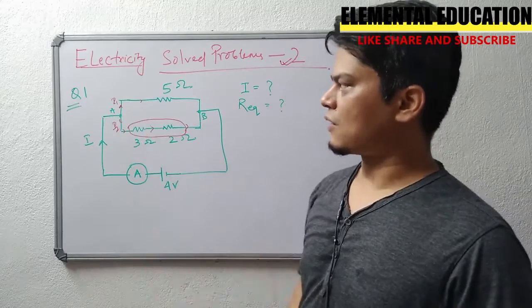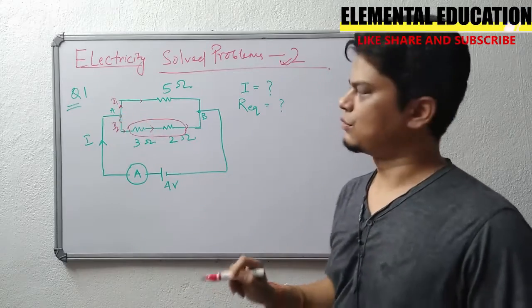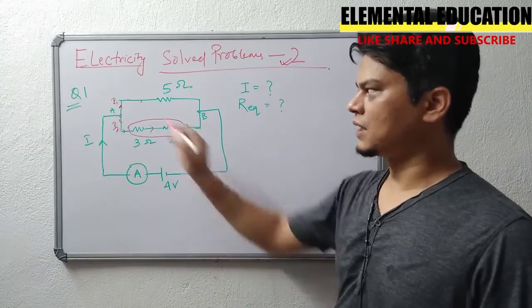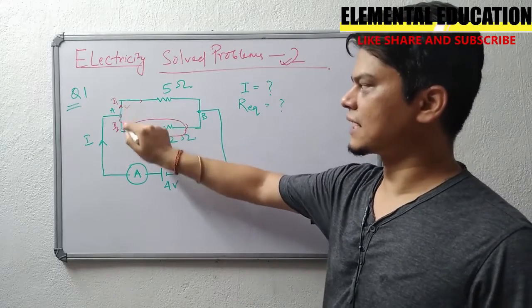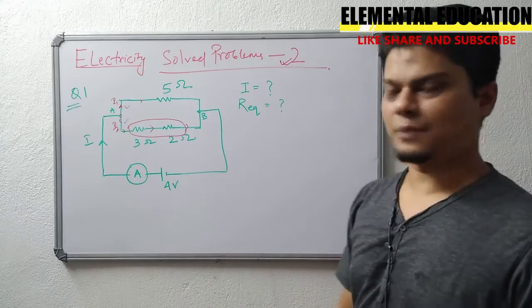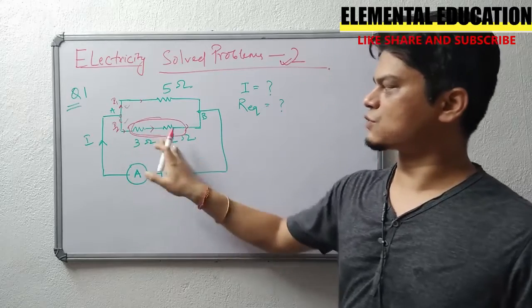Now this is parallel. Why? At point A, I is divided into I1 and I2. Now there are 2 different currents flowing across these 2 resistances. So how should we approach this? First let's find the equivalent resistance of these 2.